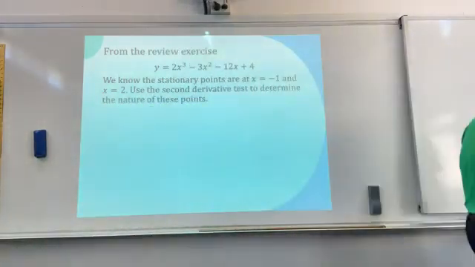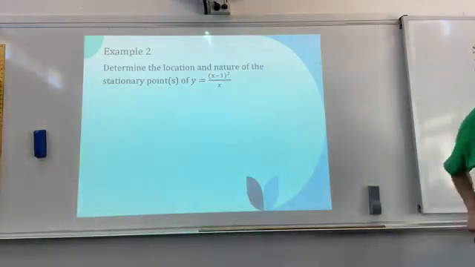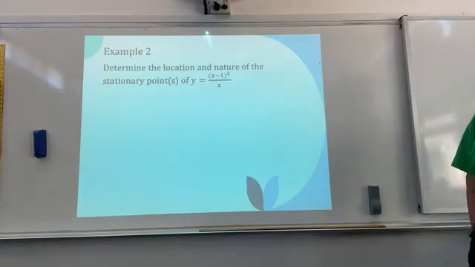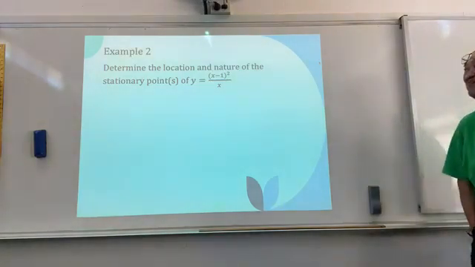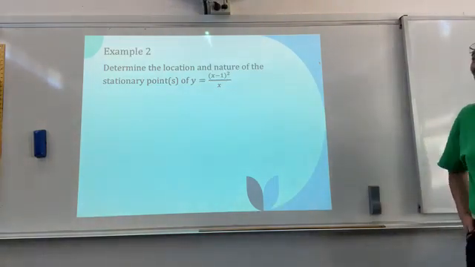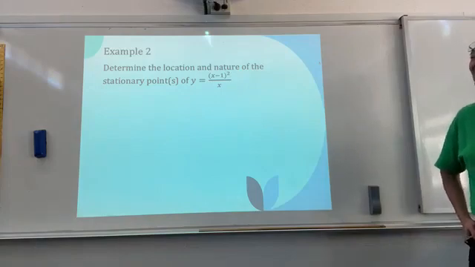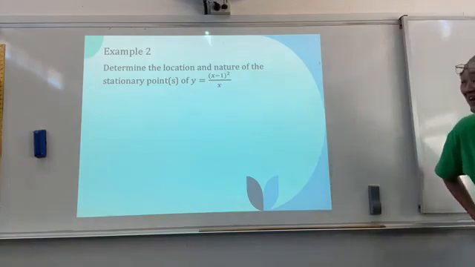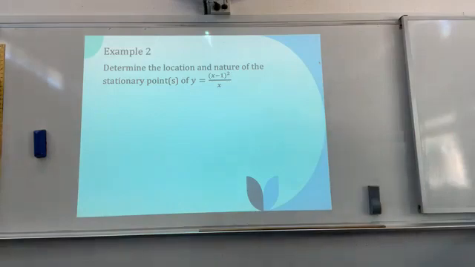All right, next. Now, can you determine the location and nature of the stationary points? Let's start doing the dy/dx and then the d2y/dx squared. Now, sometimes when you have a division or a quotient, I like to do it as a product rule by using x to the power of minus 1. But again, it's up to you.